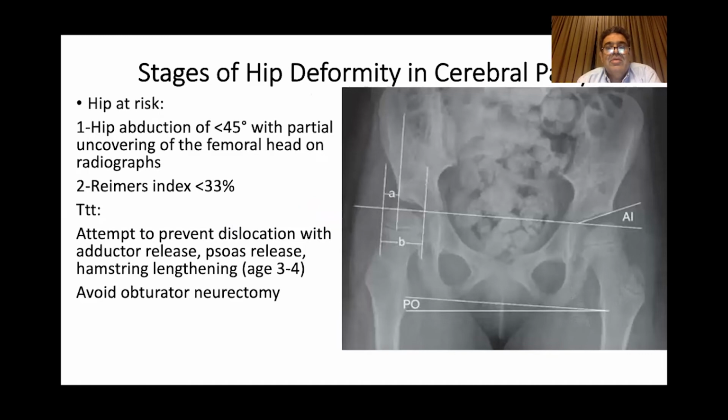Again, this is the migration index. Here you can see on the left side the head is contained, and on the other side you see this is less than 33%. That's why we say this is a near normal hip.